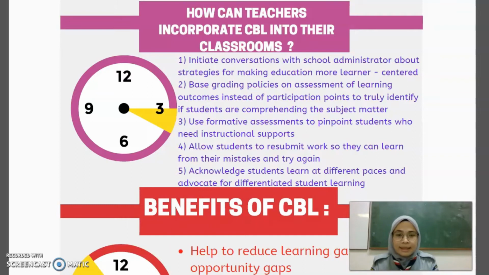Second, base grading policies on assessment of learning outcomes instead of participation points, to truly identify if students are comprehending the subject matter. Basing grading policies on assessment of learning is very important to help students develop a deeper understanding of the material presented.